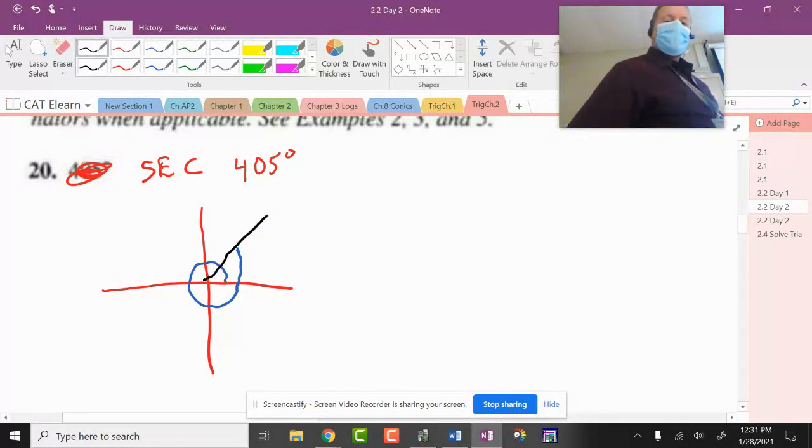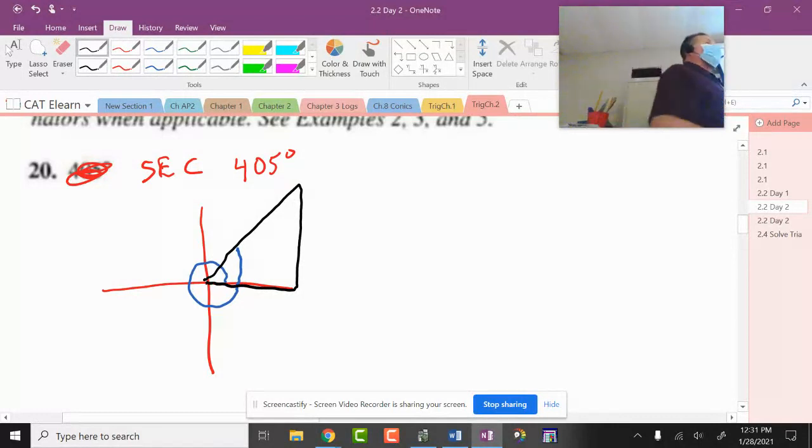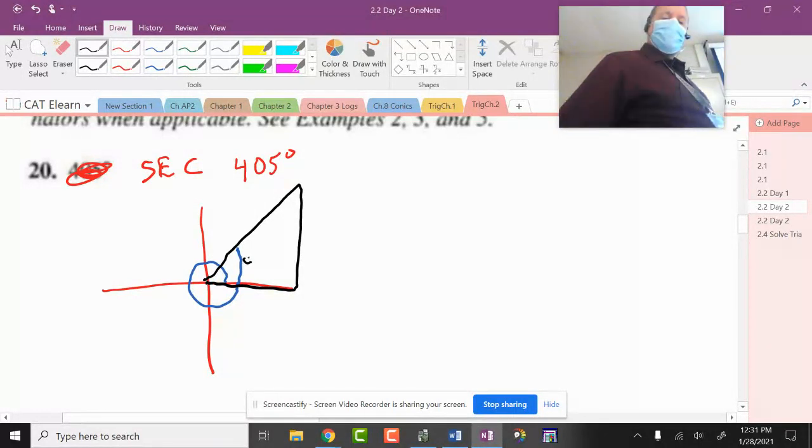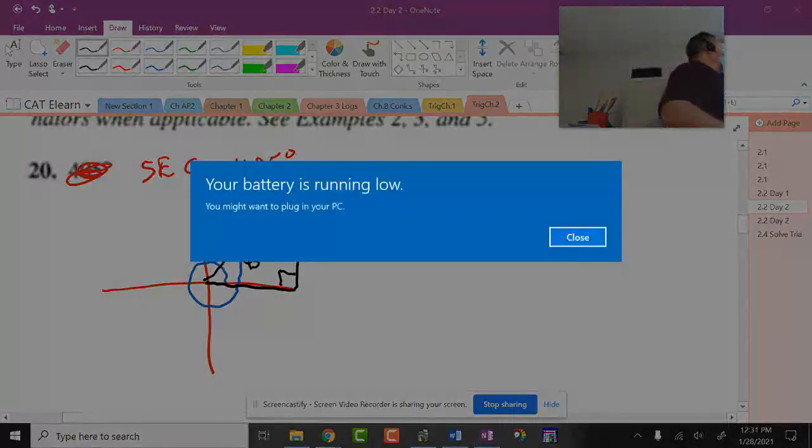So Lucas, what's that reference angle right there for this triangle? You just said it. It's 45 degrees. And then we're going to do the same thing as the other Lucas. You could use letters, but then we're going to change it. Do you remember the letters?